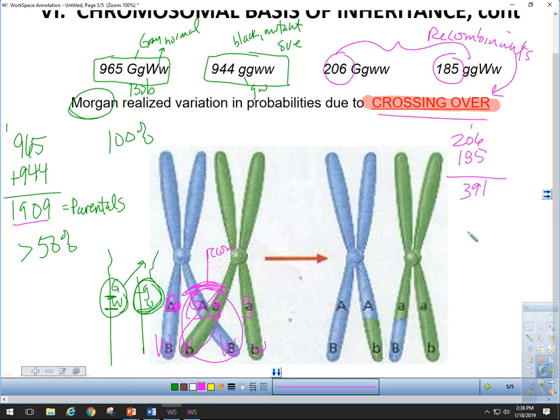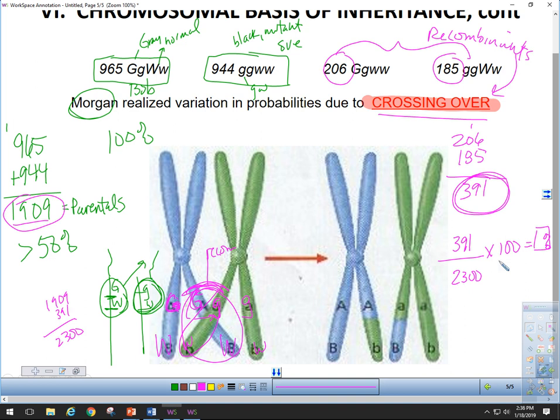Okay, well, something cool is Morgan had students that worked for him, and I think one of the guys' names was like Sturdivant. So they worked together, and they determined that however many recombinants you have, you can then determine what the recombination frequency is. So you just take your number of recombinants, 391, divide it by your total number. So if I take the 1909 plus the 391, that should come out to my 2,300 flies. So if you divide that by 2,300, multiply times 100, you get a recombination frequency. It's a percent.